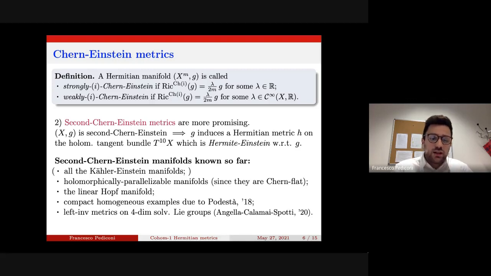And other examples have been constructed by Podestà in 2018 on compact homogeneous spaces, and by Angella, Calamai, and Spotti on 4-dimensional solvable Lie groups. As you can see, all of the non-trivial examples of these special kinds of metrics are very recent. So in general, we would like to obtain more examples, and that's why we decided to use the cohomogeneity-one approach in order to investigate whether you can obtain non-homogeneous examples with this approach.